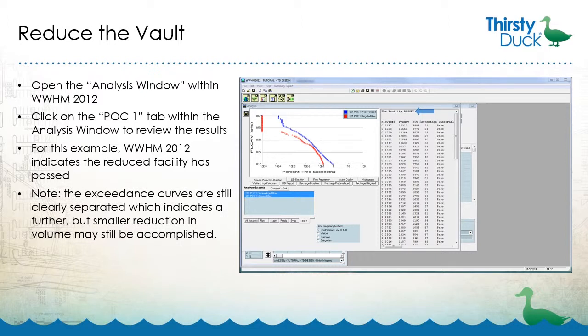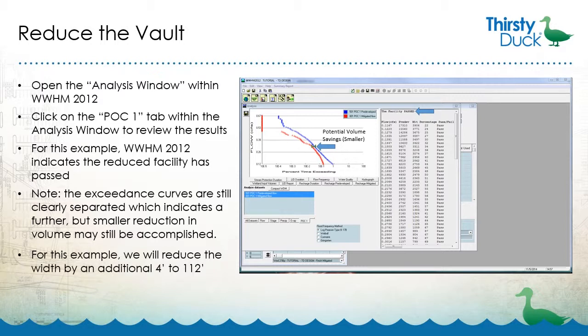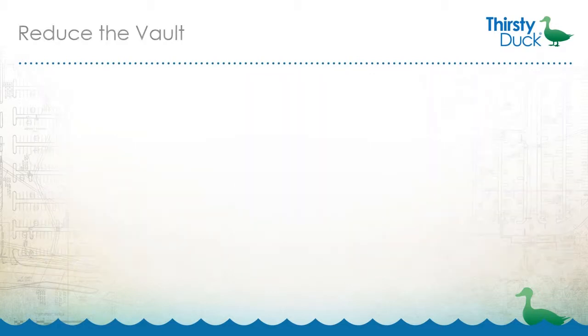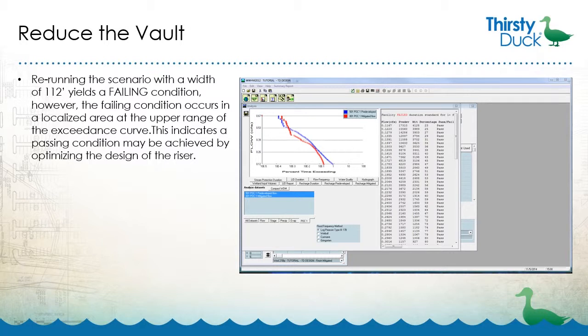Note the exceedance curves are still clearly separated, which indicates a further but smaller reduction in volume may still be accomplished. For this example, we will attempt to reduce the width by an additional 4 feet. Rerunning the scenario with a width of 112 feet yields a failing condition.